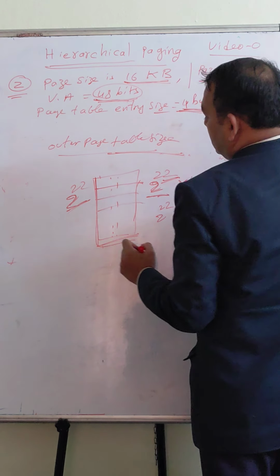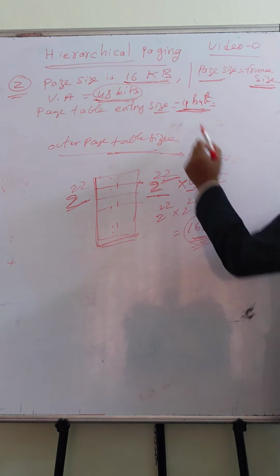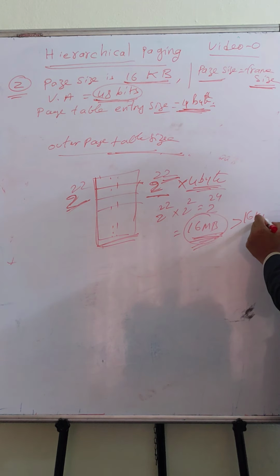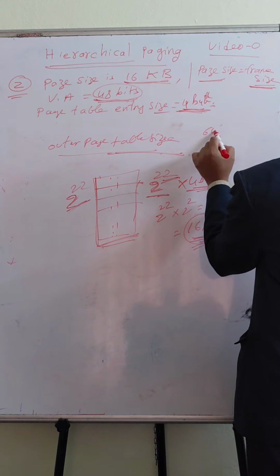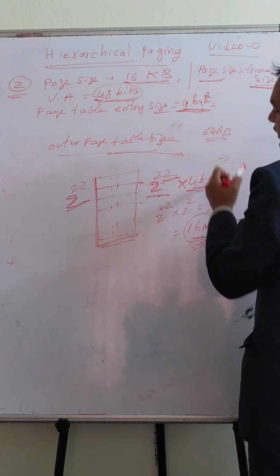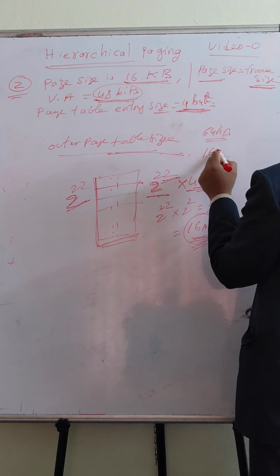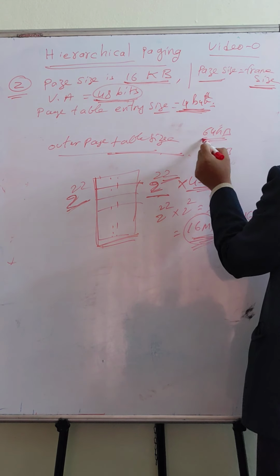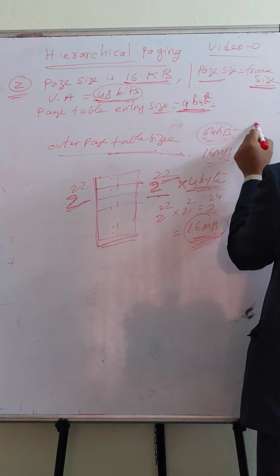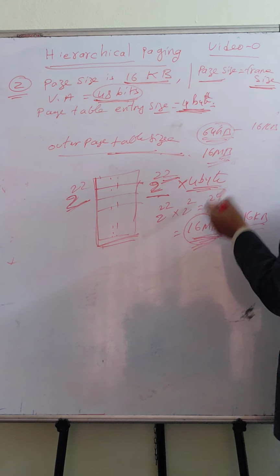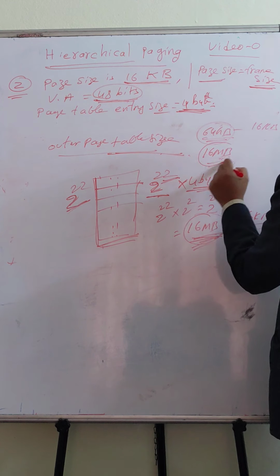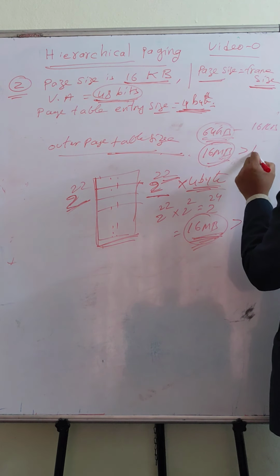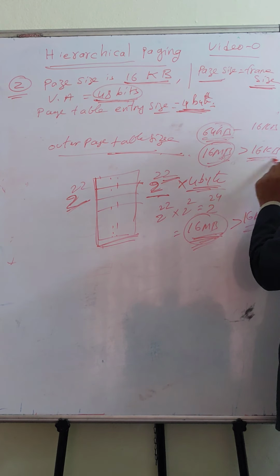So the outer page table is greater than 16 KB. Why? The first page table is how much? 64 GB. The second page table is how much? 16 MB. We cannot store it in 16 KB. We went for the outer page table, and that also we achieved with 16 MB. This is greater than 16 KB, so this cannot be stored in 16 KB.